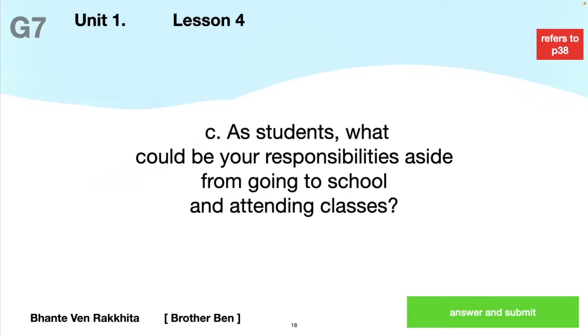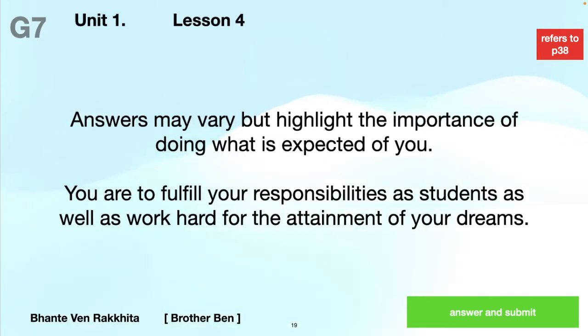C, again, you don't find this in the book. This is class stuff. As students, what could be your responsibilities aside from just going to school and attending classes as students? Hit pause here if you want to just answer that. I'll do the guideline next. The answers may vary, but I would like to highlight the importance of doing what is expected of you. You are to fulfill your responsibilities as students, as well as work hard for the attainment of your dreams.